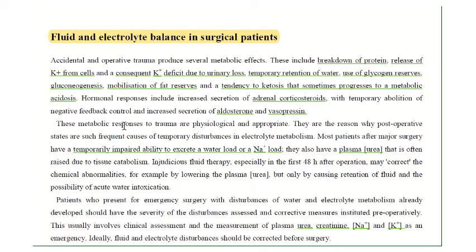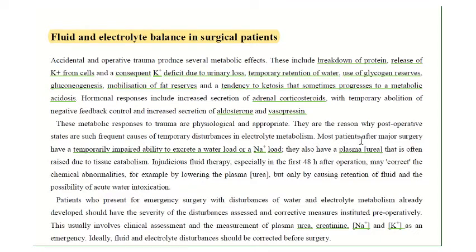إذن هذه الميتابوليك responses، هذه الاستجابات الميتابوليك للتروما are physiological and appropriate. They are the reason why post-operative states are such frequent causes of temporary disturbances in electrolyte metabolism. Most patients after major surgery have a temporarily impaired ability to excrete a water load or a sodium load. They also have a plasma urea concentration that is often raised due to tissue catabolism.